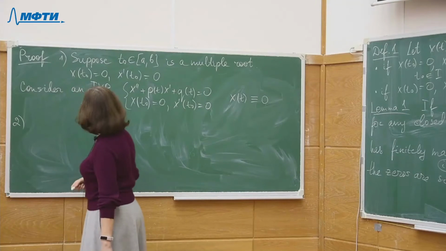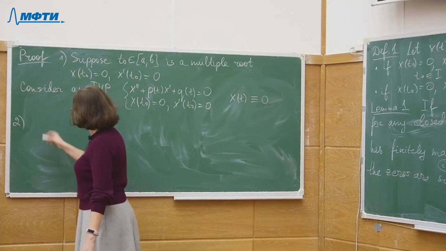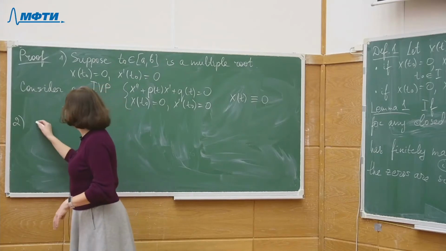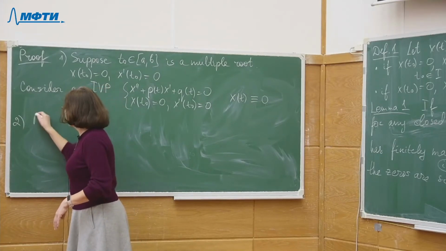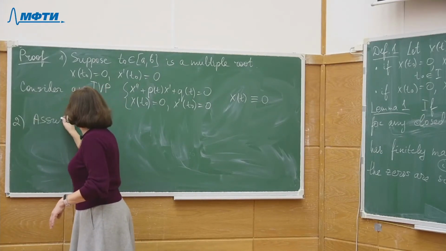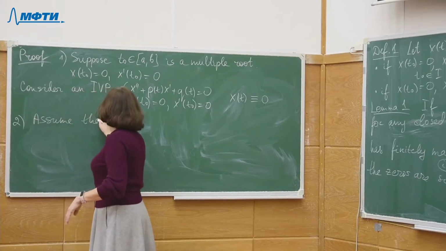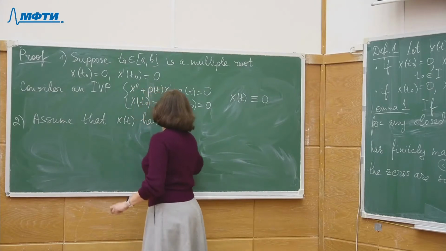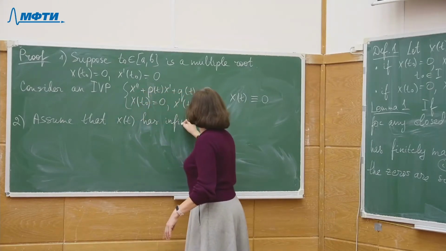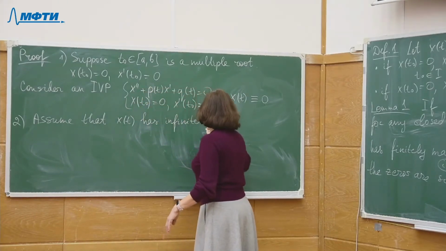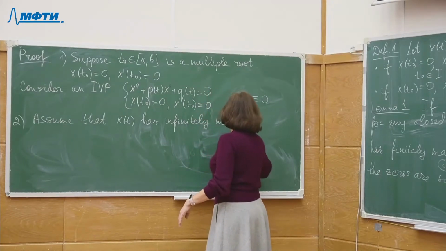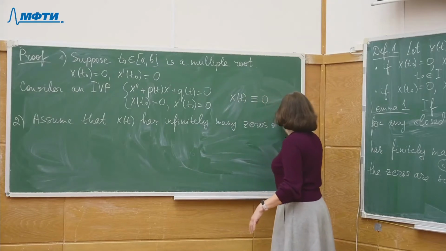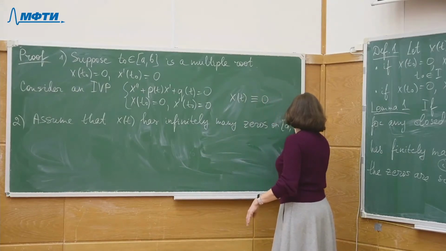Okay, step number 2. Suppose we have infinitely many zeros on AB. So we assume that x of t has infinitely many zeros on AB.